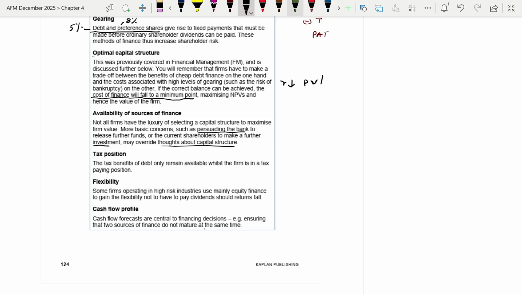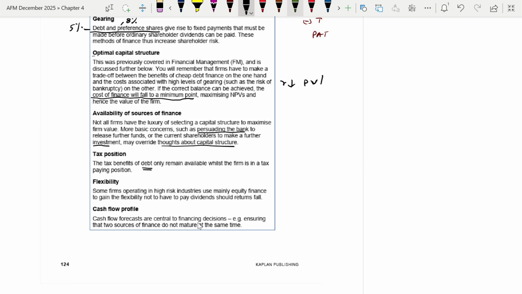You will have a tax allowable depreciation when you are taking the debt. Just now I have written, is it right? Debt has the tax advantage. Okay, debt has the tax flexibility.